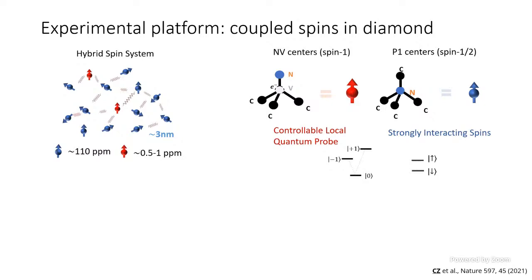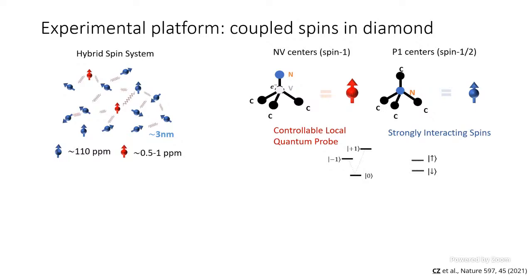So they are the nitrogen substitution. Think about it simply: nitrogen has one more electron compared with the native carbon, so they end up hosting a free electronic spin. And as I mentioned, the NV center is a spin-1 degree of freedom. You can optically polarize it and read it out. But the P1 centers are typically dark spins; they don't react to laser. You cannot polarize or read them out.